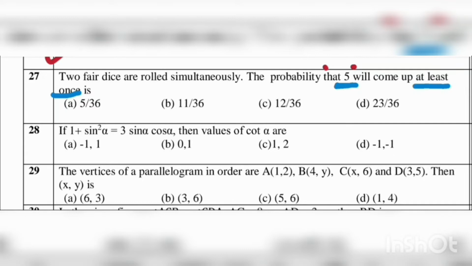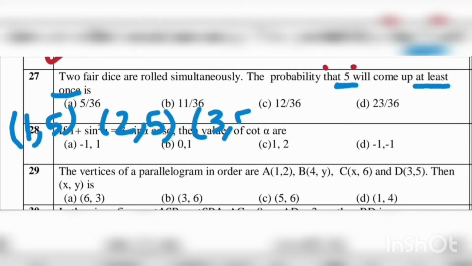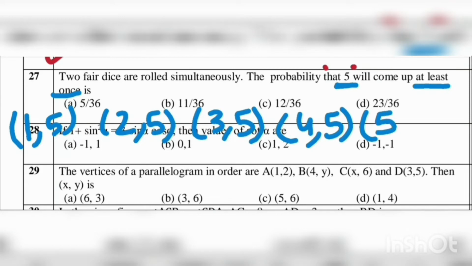So let us write all those possible cases where 5 will come up. We can have 1, 5, 2, 5, 3, 5. I am writing only those cases where 5 is coming up at least once, or 5, 5, here 5 is coming 2 times, so we can include this also, and 6, 5.